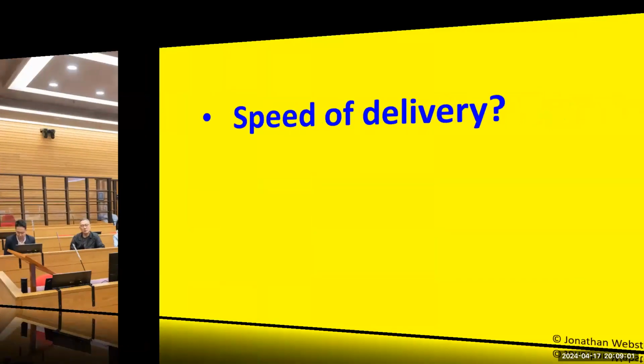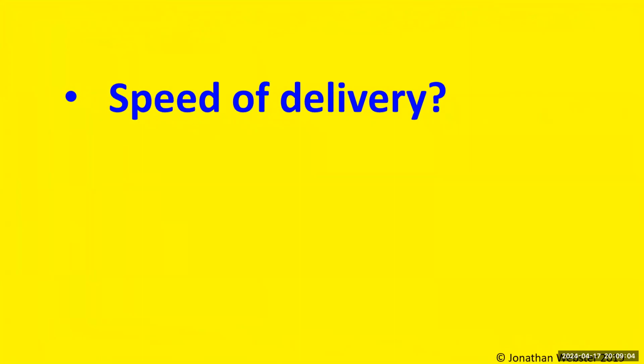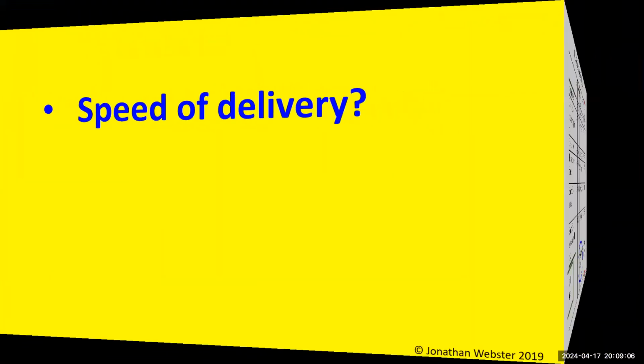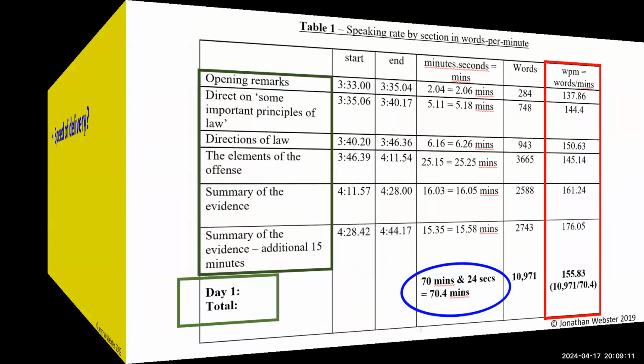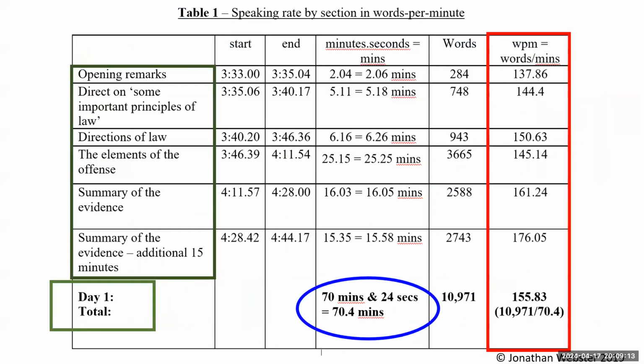I was asked specifically to address the speed of delivery. And I did that. I analyzed the text in terms of the various parts of it. It was specifically the summation of evidence, you remember, that the judge gave at the end. And the summation of evidence typically has certain parts to it: the opening, the directions on some important principles of law, elements of the offense, and then the summary of the evidence.